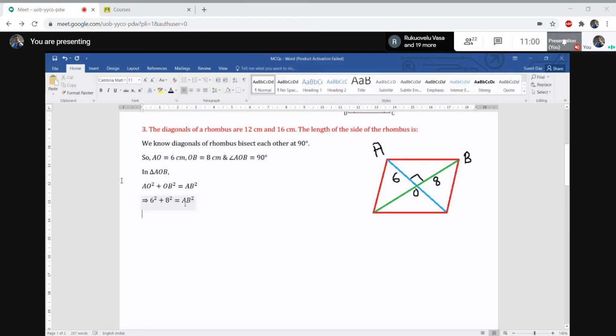Next line, AB square equals 6 square, which is 36, plus 64, which is equal to 100. So AB is equal to the square root of 100, which is equal to 10. So the length of the side is 10 centimeters. Option A is correct.